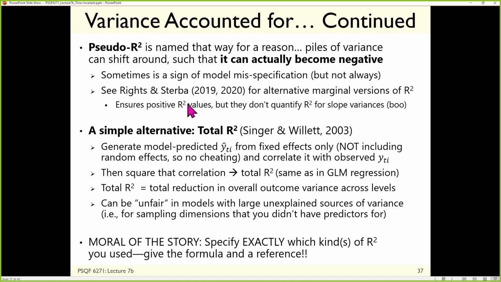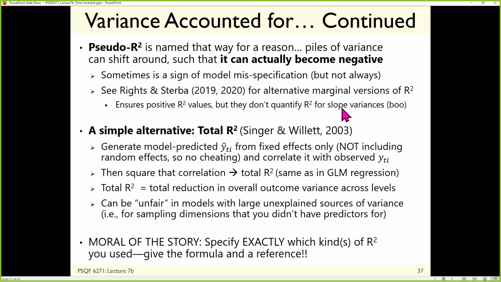As an aside, I will tell you that pseudo R-square can be done better than just taking the difference relative to a baseline model. There is a way to compute it that involves a marginal model predicted variance in the denominator rather than a baseline model version. So there are some references on your reading list. Rights and Sterba have a series of papers about this. And they have R packages, of course, that will do this for you. So it'll spit it out nice and easy. Their version prevents negative pseudo R-squares, which is nice.